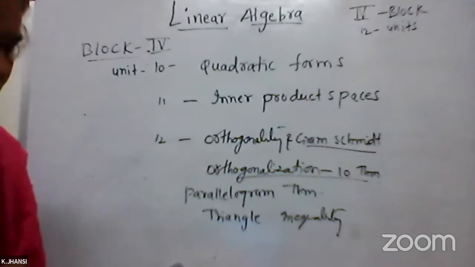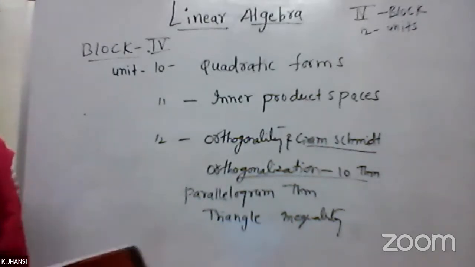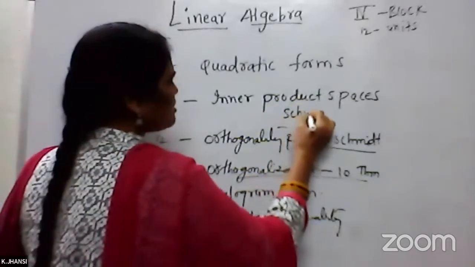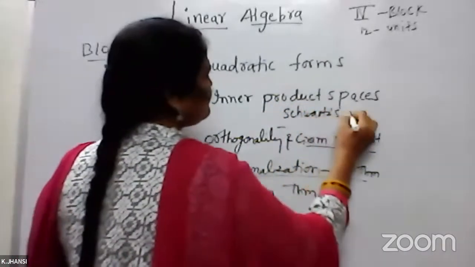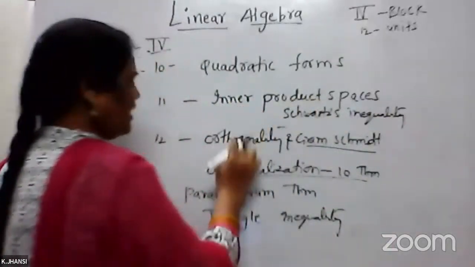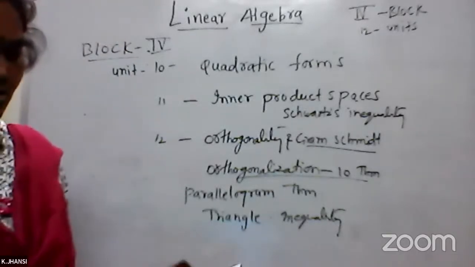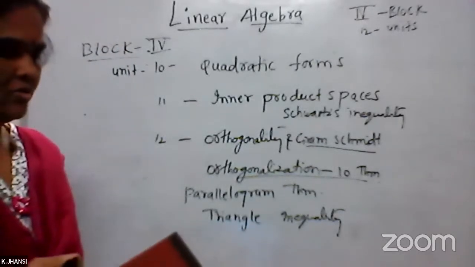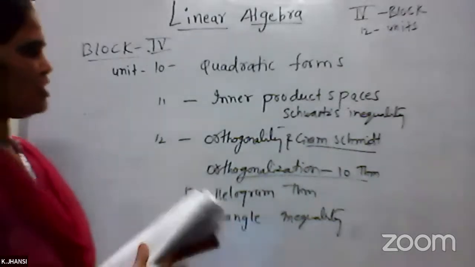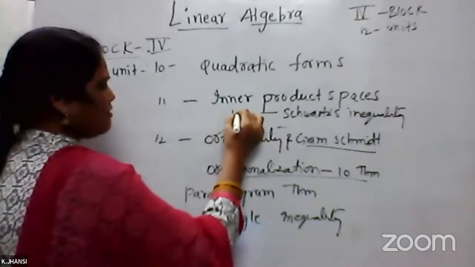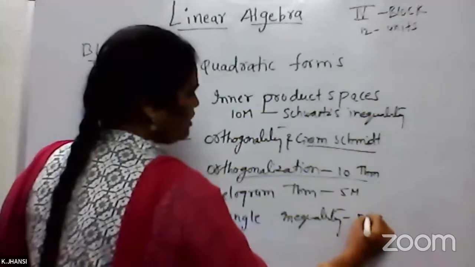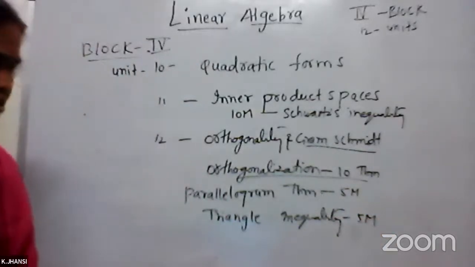See page number 132, you have the Gram-Schmidt orthogonalization process. This is the compulsory 10 marks. And here you will get the Schwarz inequality theorem. This is also a 10 marks one. So from 11 and 12, two 10 marks questions you will get. And the parallelogram theorem, this is the 5 marks. And even triangle inequality is there. This is also 5 marks.